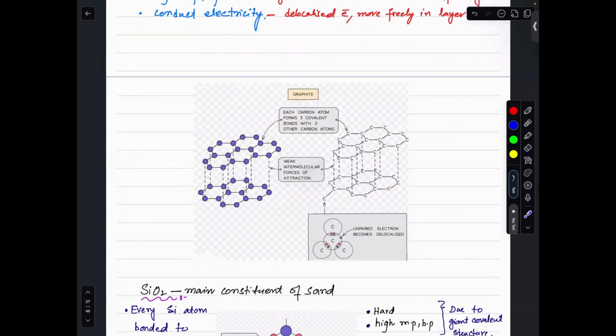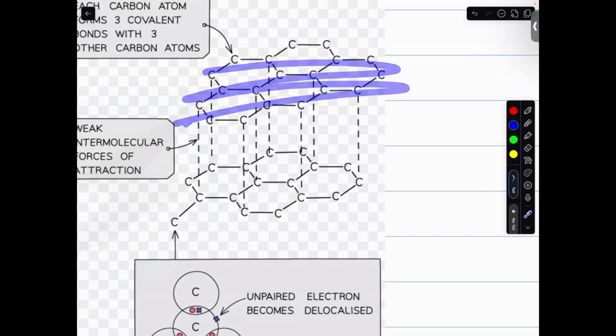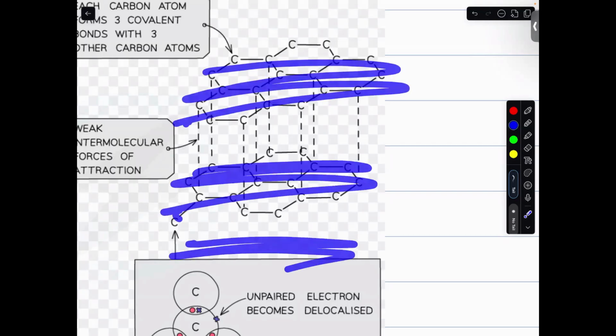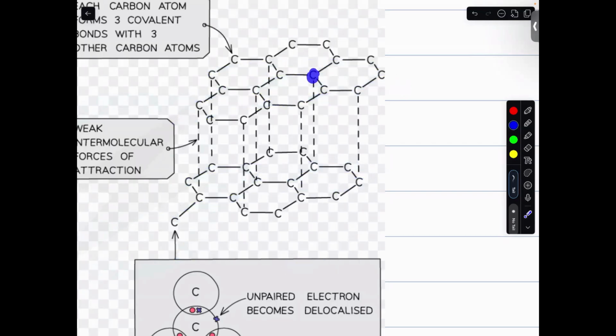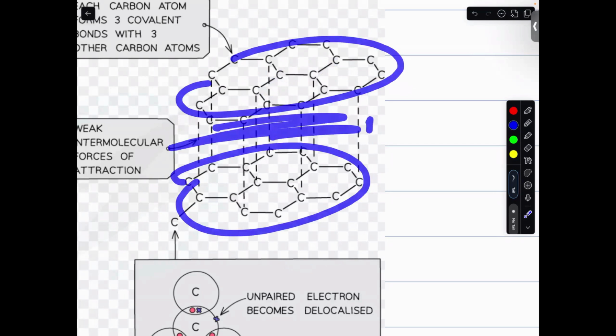What about graphite? In graphite, each carbon is bonded to how many other carbon? 3. Trigonal planar, 120 degree angles. This is a layer, planar, and another layer. Inside the layer, each carbon is bonded to 3 other carbon, making hexagons. Between the layers, there are weak induced dipole forces.